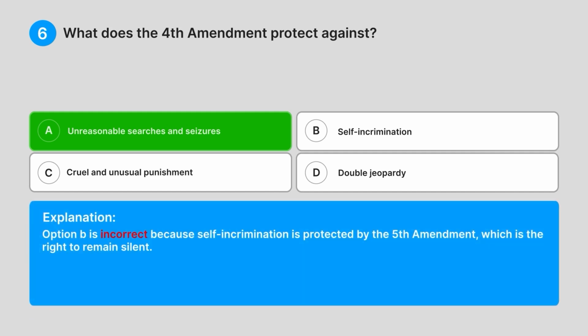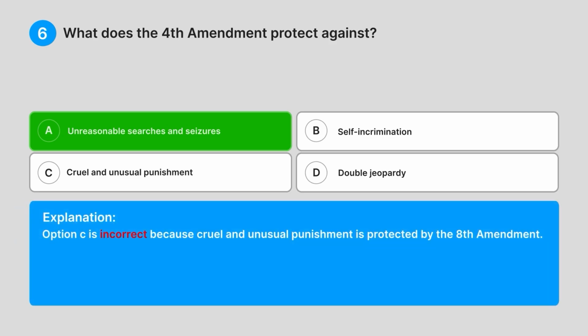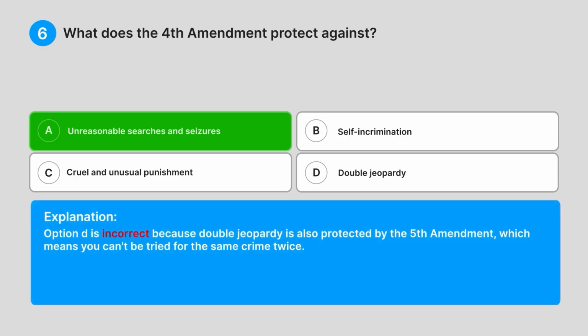Option B is incorrect because self-incrimination is protected by the Fifth Amendment, which is the right to remain silent. Option C is incorrect because cruel and unusual punishment is protected by the Eighth Amendment. Option D is incorrect because double jeopardy is also protected by the Fifth Amendment, which means you can't be tried for the same crime twice.